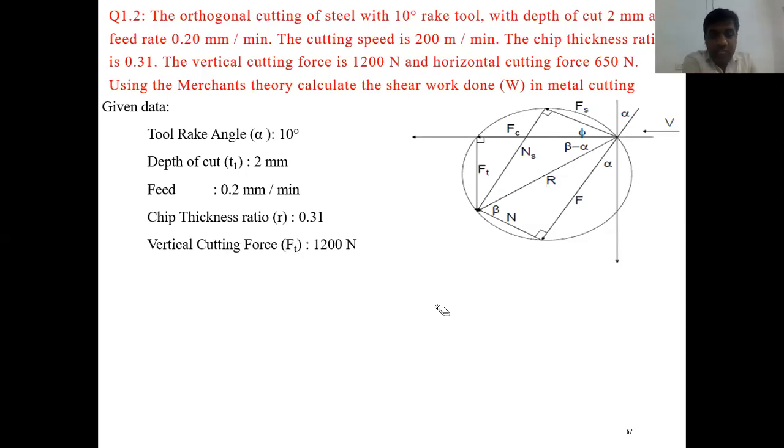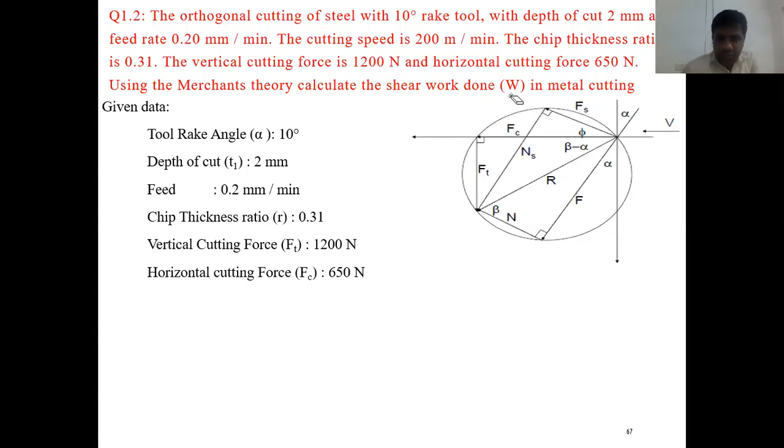Then vertical cutting force. Vertical cutting force is given as 1200 Newton. So this is the vertical, right? Whatever the vertical is, we consider as Ft. So from this diagram, Ft is the vertical force, taken as 1200 Newton. And horizontal cutting force, so this is horizontal, right? We take it as Fc. Horizontal cutting force Fc is given as 650 Newtons.